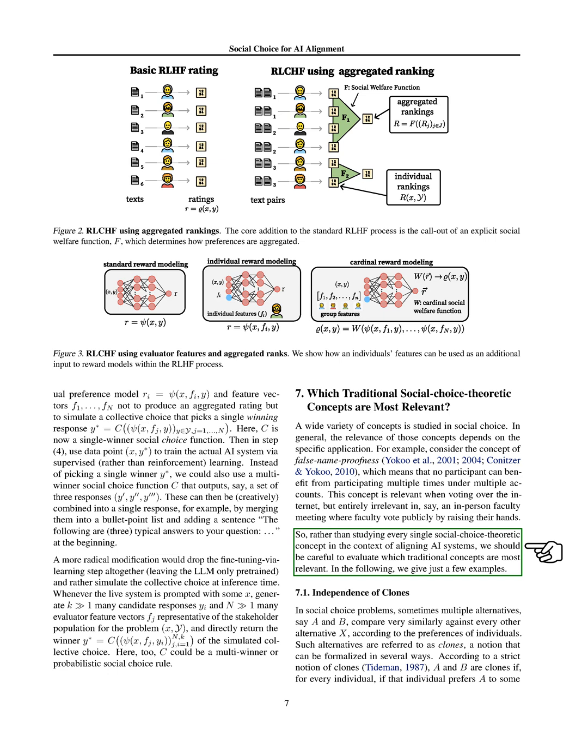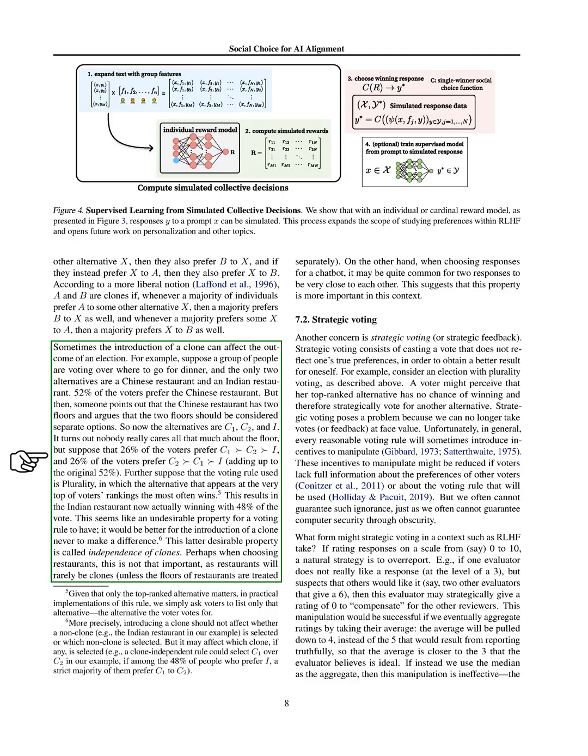Therefore, we should carefully select which traditional concepts are most important for aligning AI systems. One important concept to consider is the independence of clones. Clones are alternatives that are very similar in terms of individual preferences. The presence of clones can impact the outcome of a decision-making process.